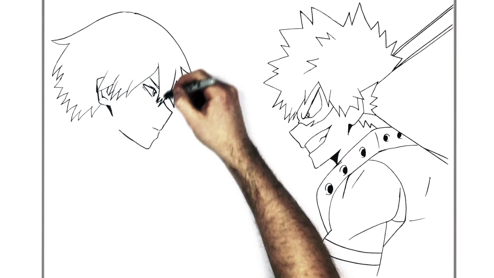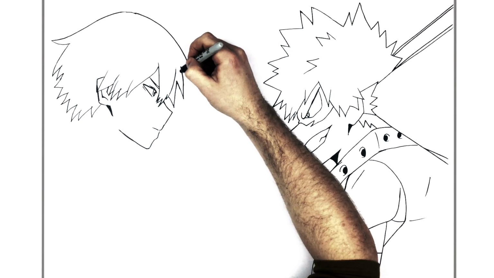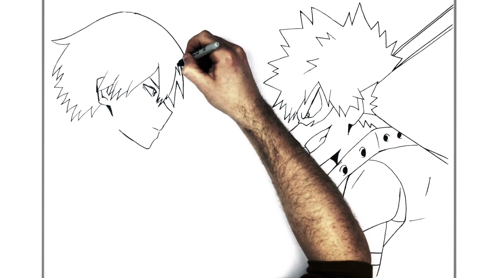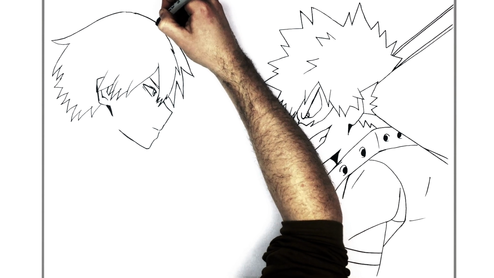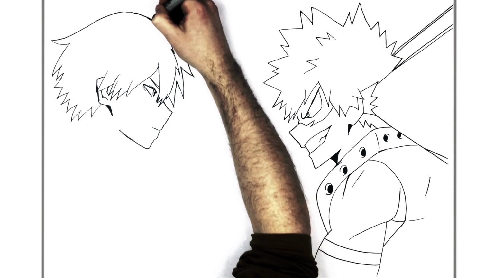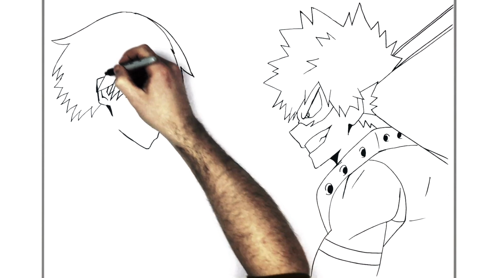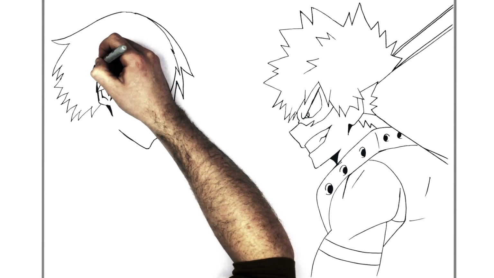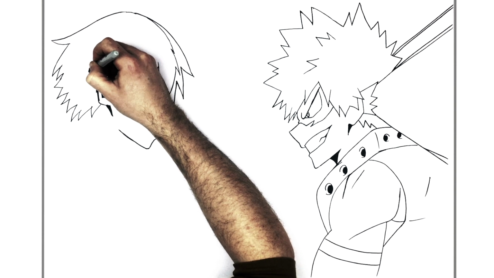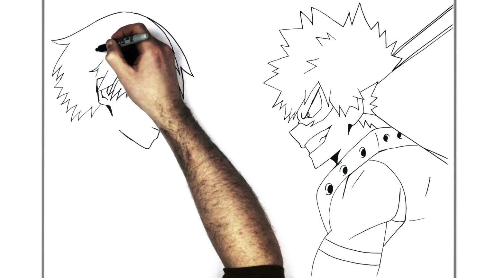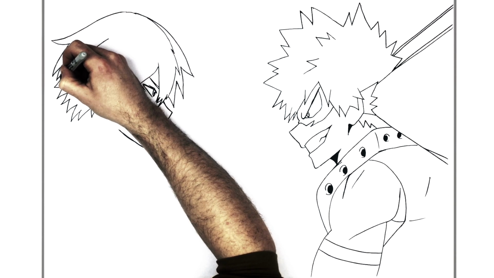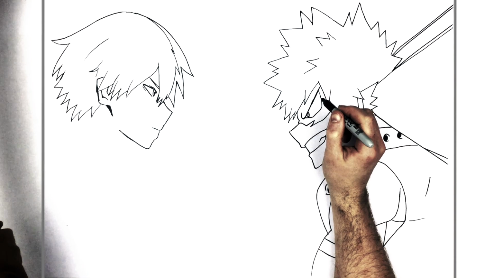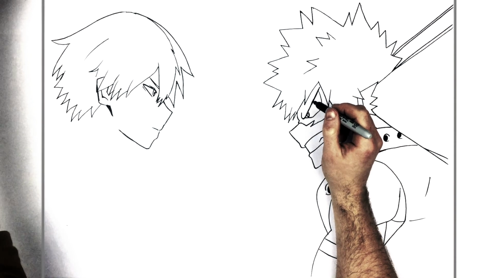Then we gotta like draw the line for the red and silver section. So like that. And he might have like some extra sort of texture and hairlines just sticking up around here. Not too many. Depends on how much detail you want to give him.